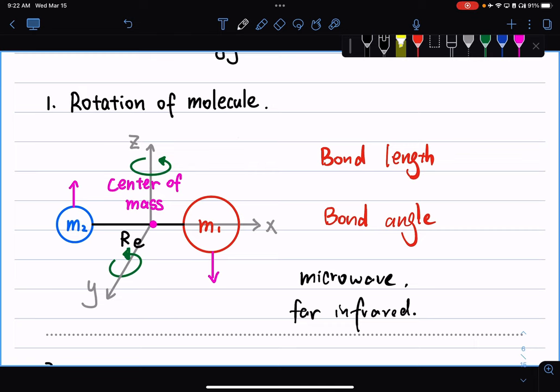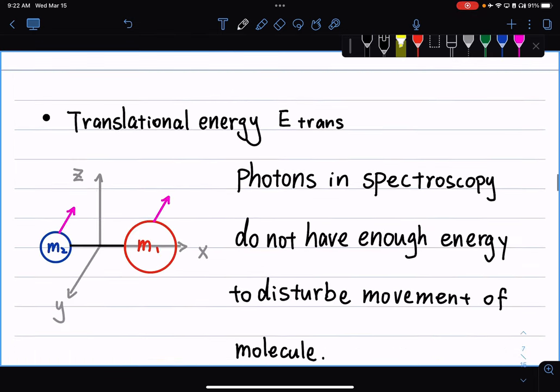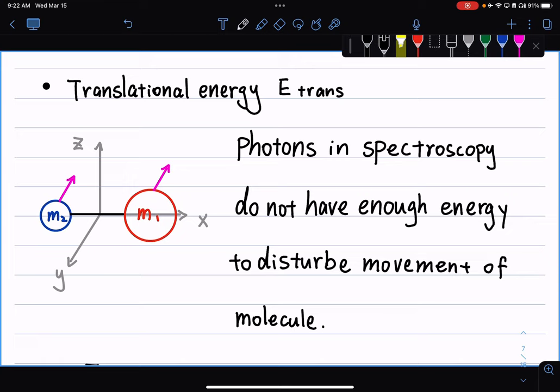The last molecular motion we have in mind is called the translational energy. Typically, photons in spectroscopy don't have enough energy to actually disturb the movement of the molecule. So for this class, you just need to know translational energy is part of the game. We don't typically measure translational energy using photon spectroscopy.